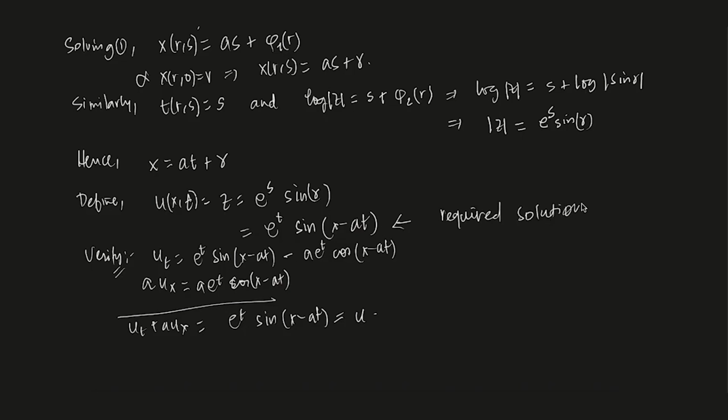Of course, this is C1. There is no need to verify this. It's an exponential function times a sine function, which is a C1 function. So u of x, t is the required solution. With this, we are going to end this lecture.